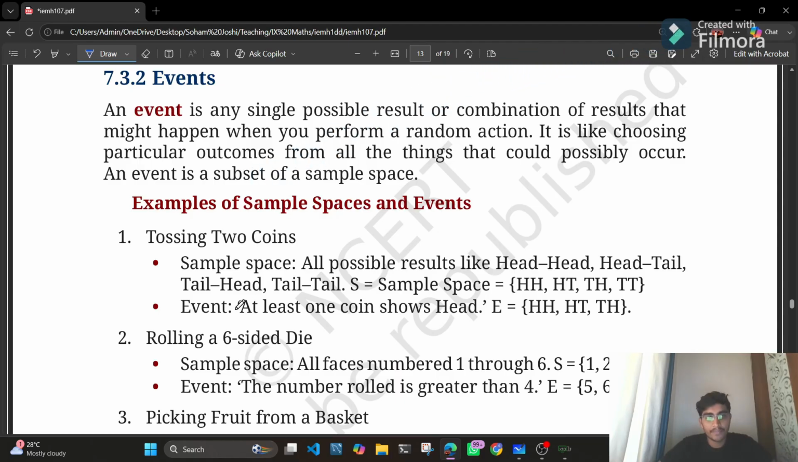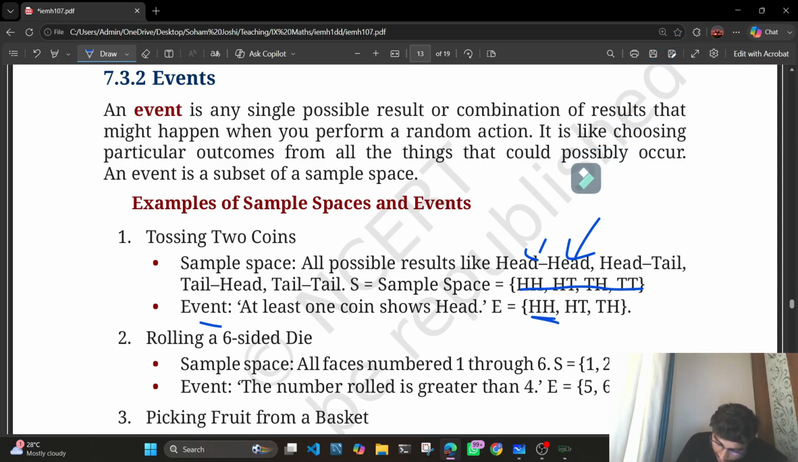So basically, if I toss two coins simultaneously, this is my sample space. But an event is if I say at least one coin should show a head, right? At least one means a minimum of one time. So a head should occur at least once. So I'll get a head-tail or a tail-head. So heads is occurring at least one time. So that is an event.